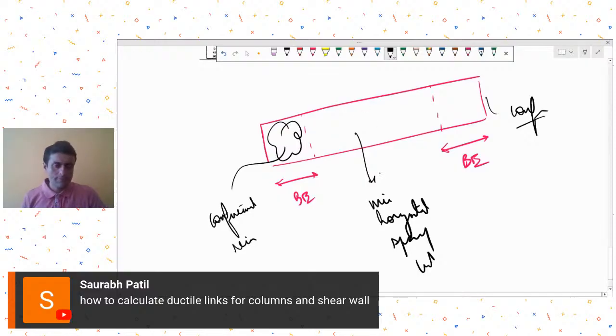So these values and this explanation is given in the IS 13920. You could refer over there. If you have any specific doubt, then ask.